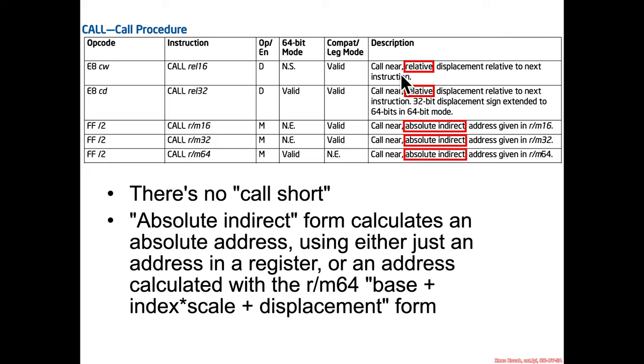Okay, so this is a call near. We just talked about short versus near a little bit ago. Short was the 8-bit form, near was the 16 or 32. So these are 16 or 32, call near. It's a relative displacement, so it's going to be plus or minus half the bit width.